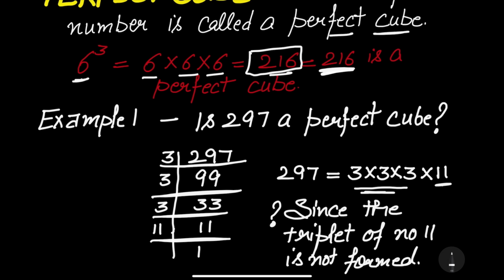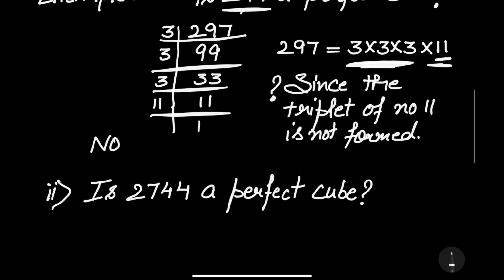Students, I hope triplet is clear to you. Like in the case of square, we are making pairs of 2. Here in the case of triplet, we are making groups of 3. The triplet here is of 3, but 11 is not in triplet form. So this number 297 is not a perfect cube. Clear this question? Let's move to the next question.